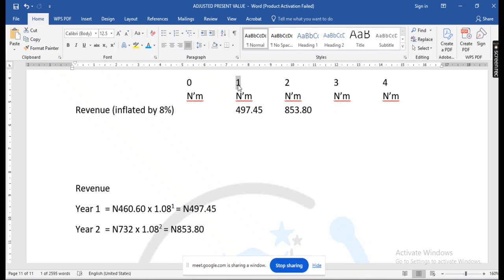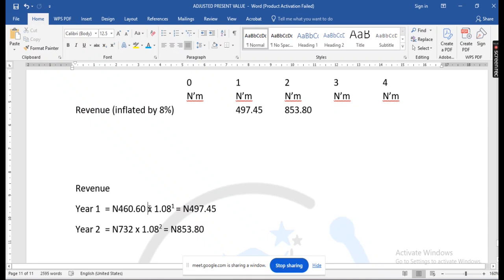But Gifted, what of the ones we do normally without raising it to the power of years, like just 732 times 1.08 on a go normal? Have we done something like that before? Refer back to capital budgets. We didn't do something like that.